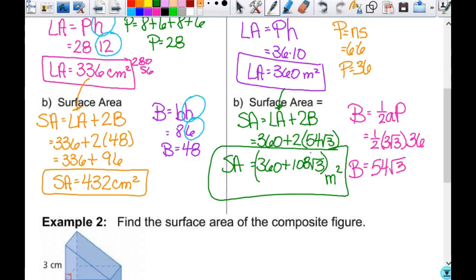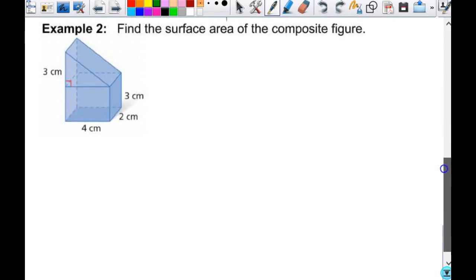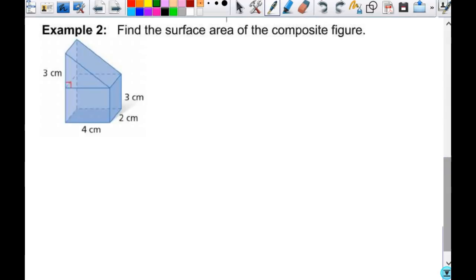Any questions at all? Alrighty. Now I want you to look at this picture down here. And we're going to talk about the surface area of the composite figure. Now, there is a way to do this where it's not a composite figure. If I wanted to look at this as one full thing, what kind of prism is this?